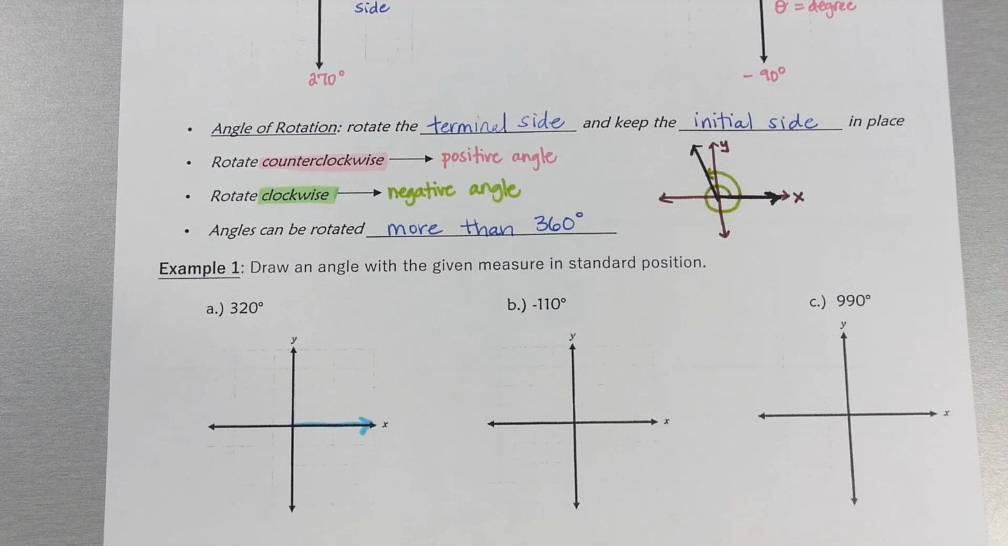Alright, put your terminal side where that's going to go. Okay, so I want you to start thinking about that. So some of you don't have your initial side yet, and I already have mine up there. So you should have yours up there too. Okay? So go ahead and put your initial side on there. And then you are going to 320 degrees. So think about where that is.